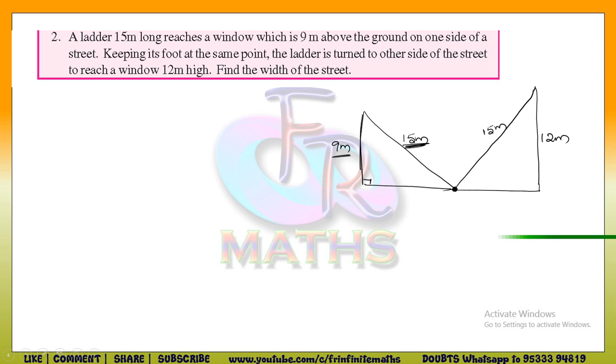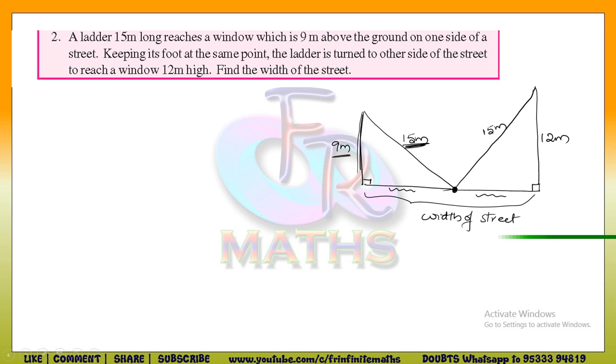Now this is a right angle and this is also a right angle. Now what is he asking? Find the width of the street. So from here he kept it on one side. Next, from the same point he kept it on the other side. That means this whole length is nothing but what we call the width of the street. So if you want to find the width of the street, we need to find this length as well as this length, and add them together, right?